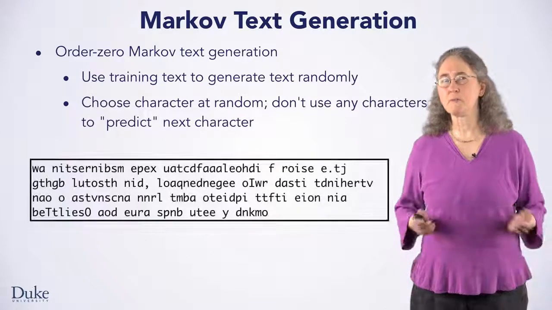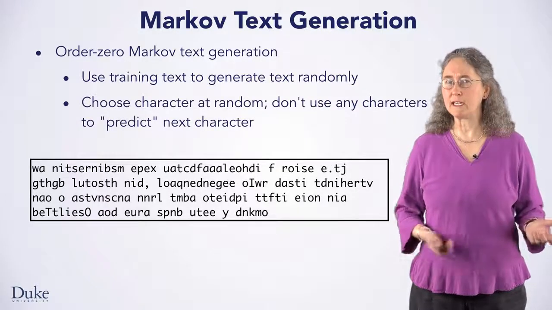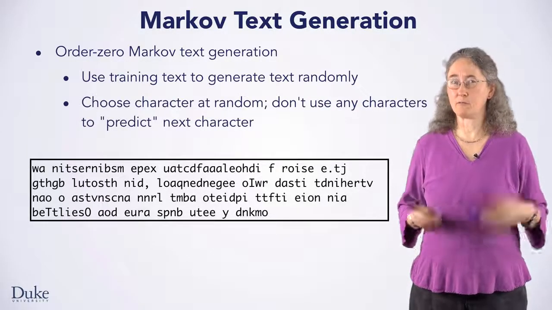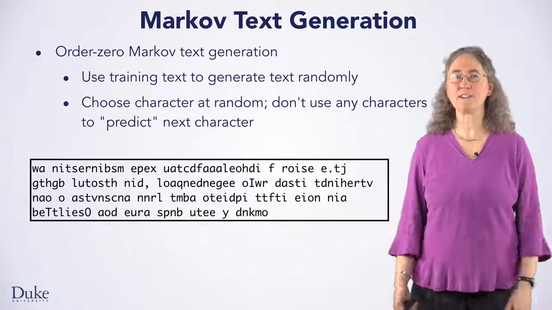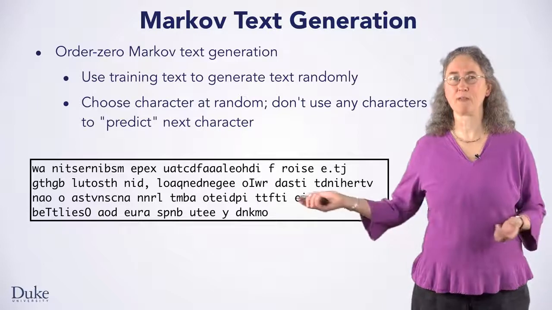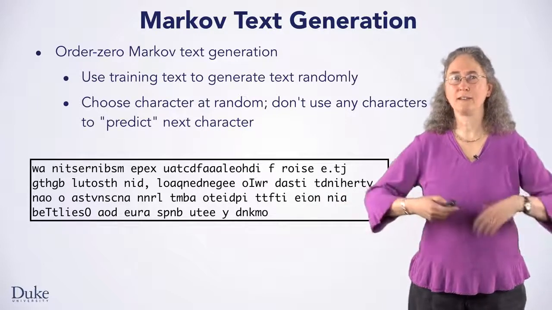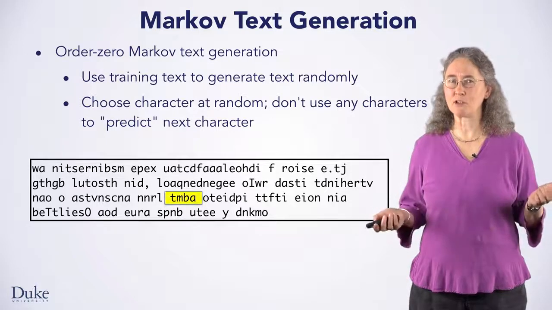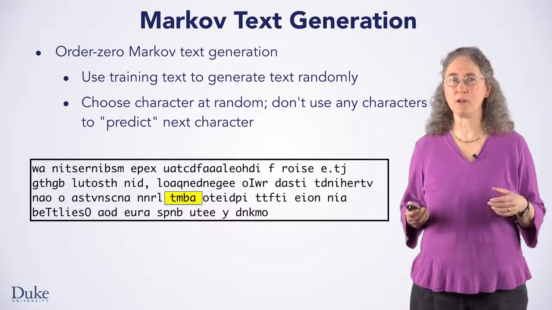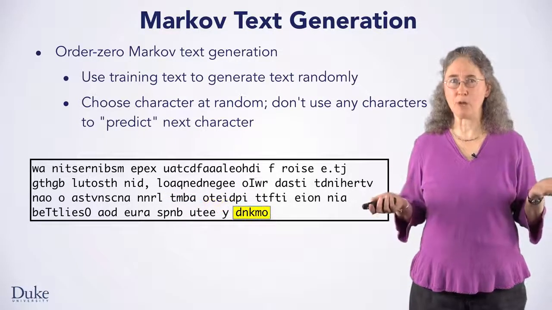In an order zero model, we don't use any characters to predict the next character. We choose every character at random from the entire training text. You can see an order zero text here. Words are long and letter combinations don't always make sense. It's hard to pronounce words like Timba, for example, or Dinkmo.